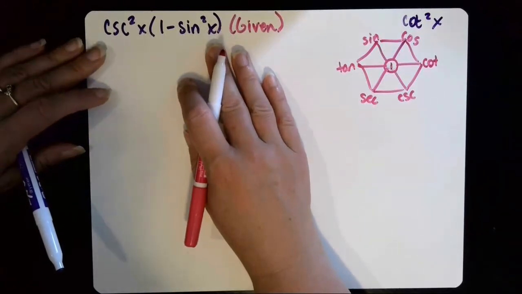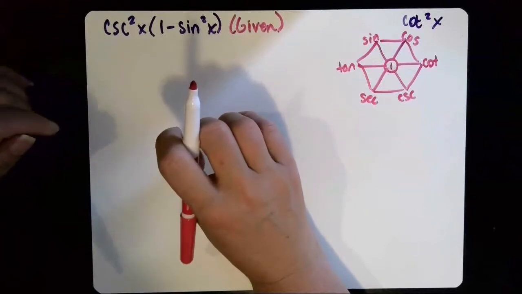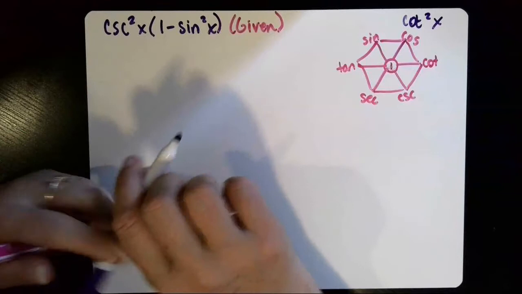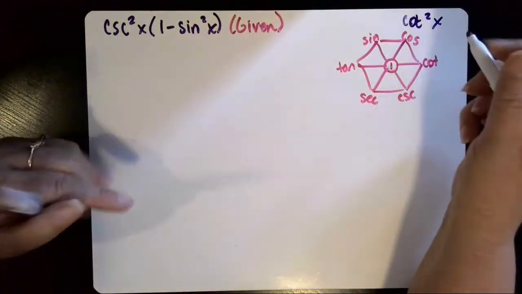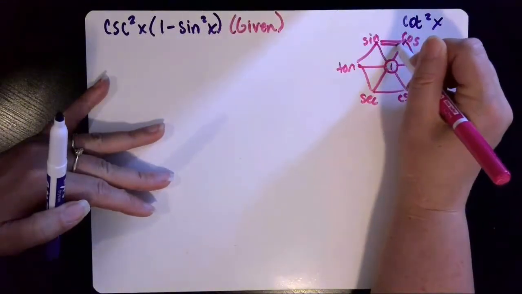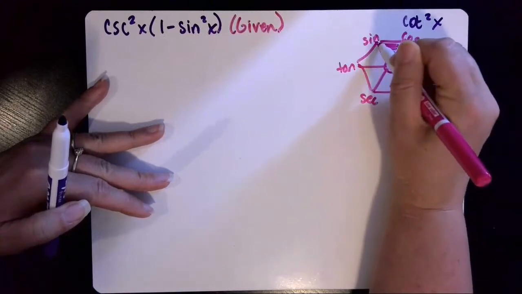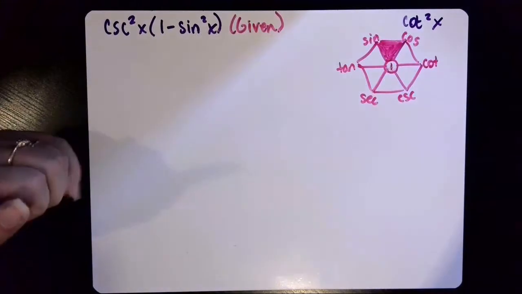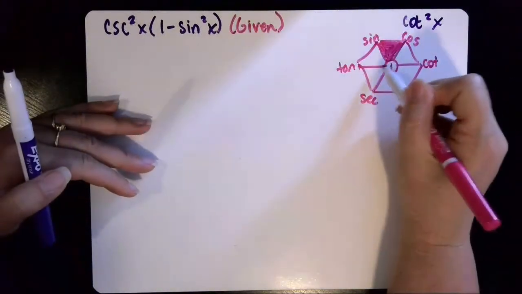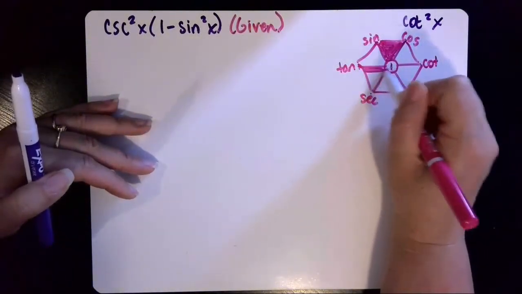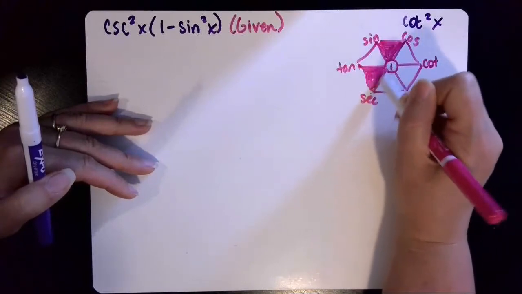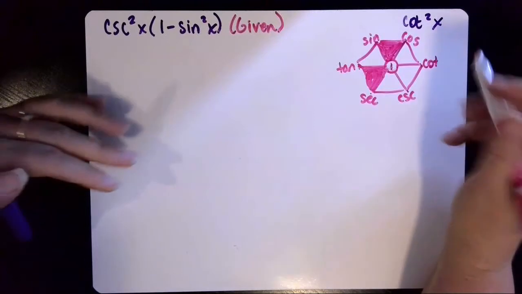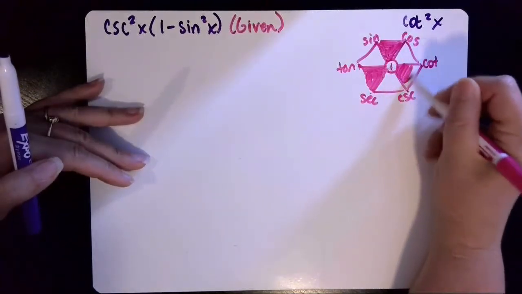Okay, so looking at my given information, I see Pythagorean identities. Anytime you see something being squared, it should make you think of a Pythagorean identity. And those Pythagorean identities, if you recall, are in these triangles here. So sine squared plus cosine squared equals 1. That's one of our identities. Tangent squared plus 1 equals secant squared. That's another Pythagorean identity. And then 1 plus cotangent squared equals cosecant squared. That would be the third.